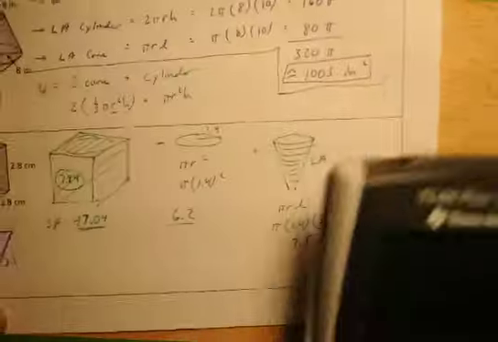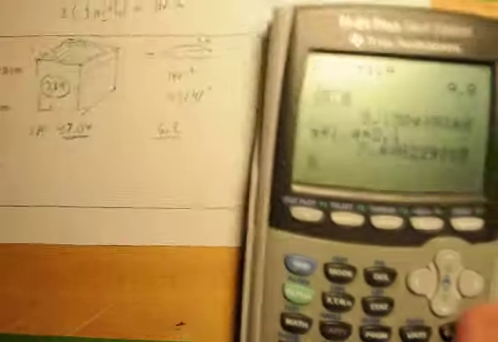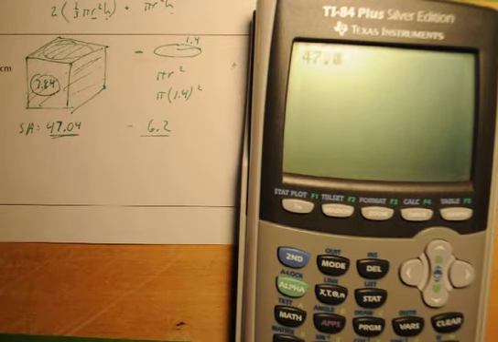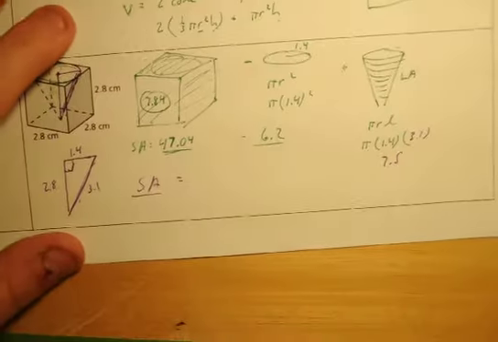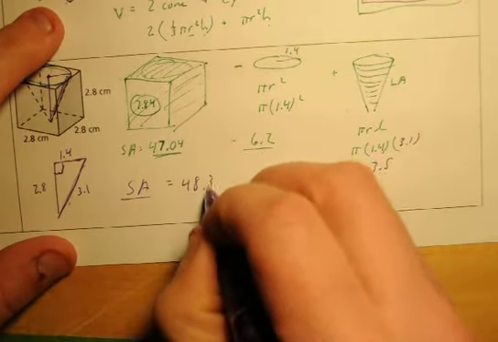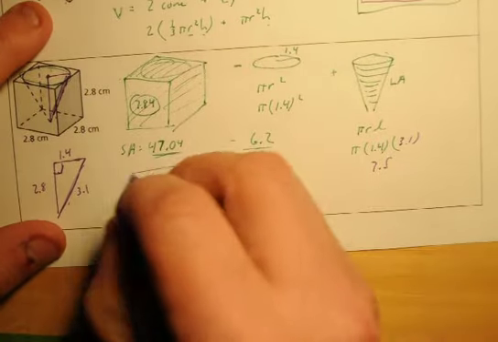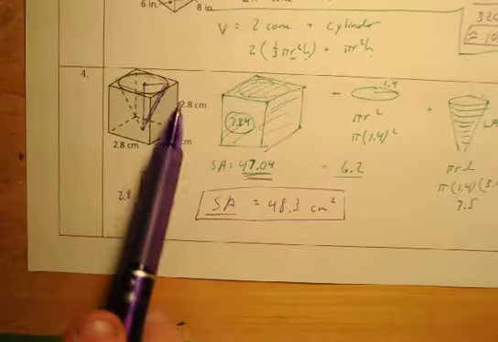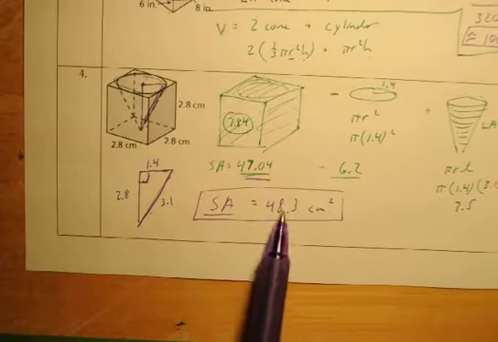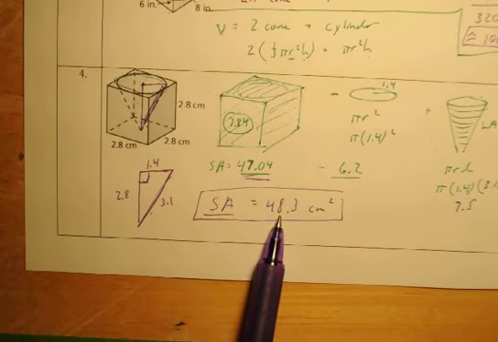So to figure this out, I'm having a hard time with my paper, 47.04 minus the circle plus the cone. About 48. So the surface area total is 48.3, which is a little bit more. So by putting the cone in, yes, we had to subtract some, but we added more than we subtracted. So we actually increased the surface area.